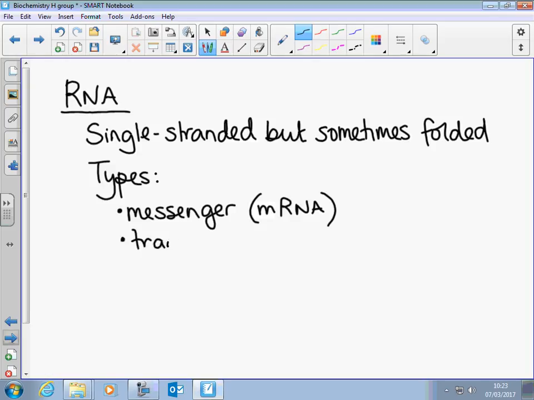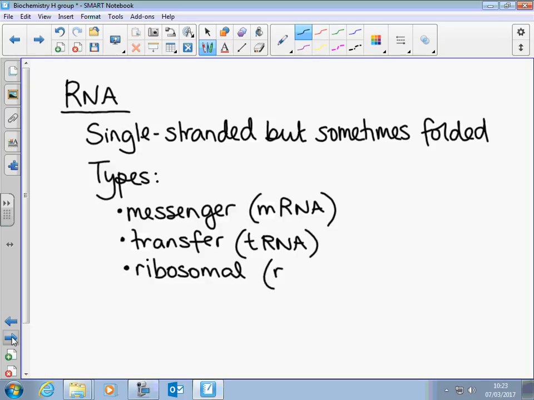There's one called transfer RNA. Not surprisingly, that's a sort of carrier molecule. And it carries amino acids about, ready for protein synthesis. Then we have the other one that's most commonly quoted, which is ribosomal. Can you remember ribosomes vaguely from the first unit? They carry out protein synthesis, yeah. So they're actually made partly of RNA.